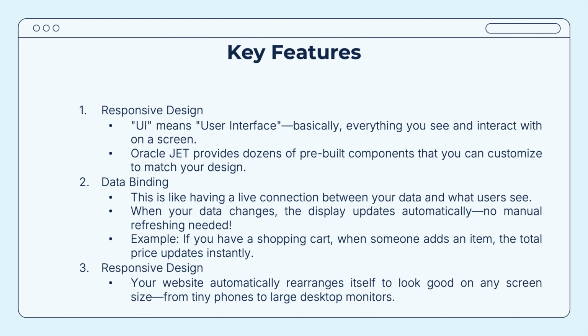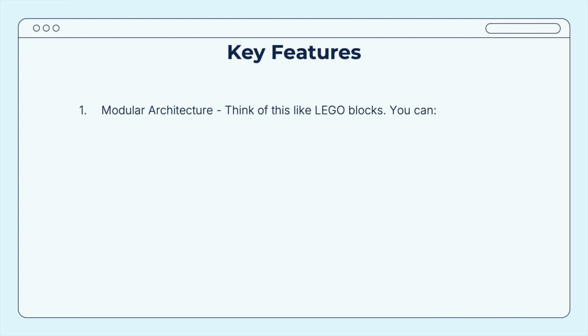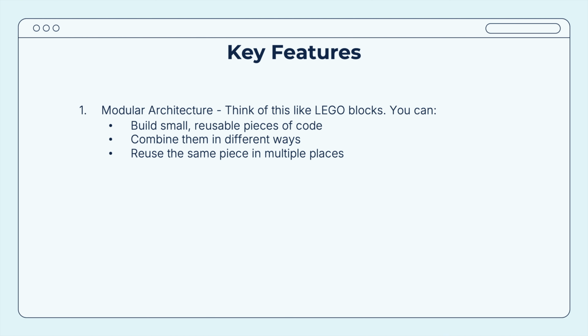Responsive design. Your website automatically rearranges itself to look good on any screen size, from tiny phones to large desktop monitors. Modular architecture. Think of this like Lego blocks. You can build small, reusable pieces of code, combine them in different ways, and reuse the same piece in multiple places. This keeps your code clean and easier to work with as your application grows.